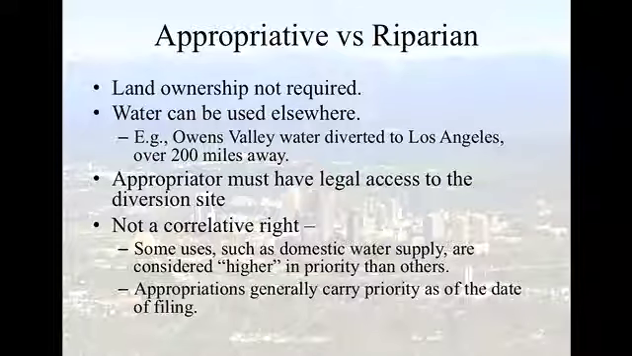The appropriator has to have legal access to the diversion site, so there has to be a way to get to that water, but you can get that through a prescriptive easement if it was existing before that property was purchased by somebody else. If it's public lands, you can just go over those public lands.